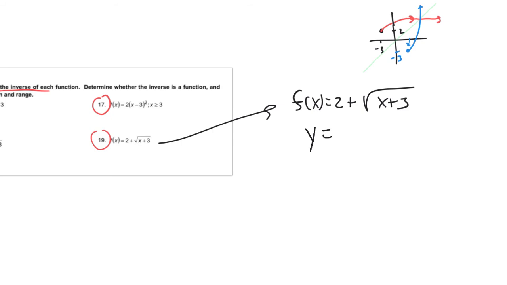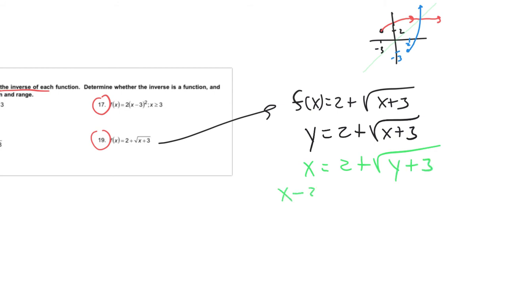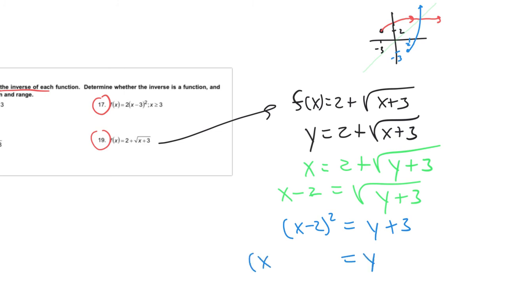So then if you're going to find the actual inverse function, you're going to want to replace that f of x with y. And then you're going to replace all y's with x's and vice versa. And then you're going to want to solve for y. We could do so by subtracting 2 from both sides. We end up with this. We're going to square both sides. And when you square both sides, one way of representing that is to simply write x minus 2 squared, and that's going to equal this. And then you could subtract 3 from both sides, and you would get x minus 2 squared minus 3.